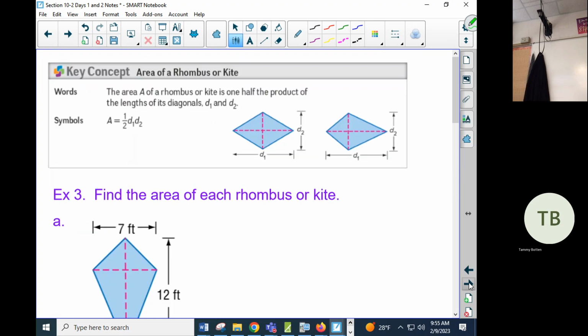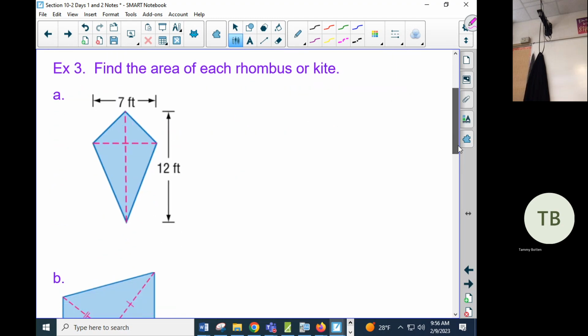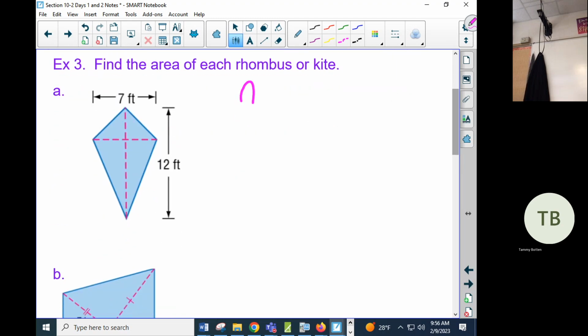It does not matter if they give you a rhombus or a kite. This is the formula. And like I said, you guys have a cheat sheet that has your formulas on it. You don't have to worry about memorizing them. So if I go here, the area, and really honestly, you don't worry too much about, is it a kite? Is it a rhombus? But this one obviously is not where all 4 sides are equal. So this is a kite.